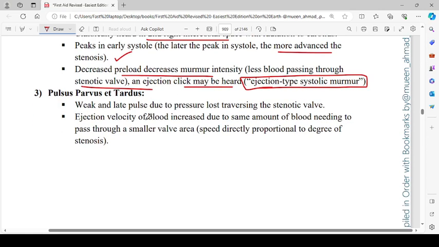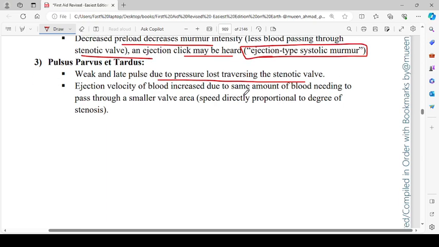Pulsus parvus et tardus, which means there will be slow rising carotid pulses, and also they will be weak. Weak and late pulse due to the pressure lost traversing the stenotic valve. Ejection velocity of the blood is increased due to the same amount of blood needing to pass through the smaller valve area. Speed is directly proportional to the degree of stenosis.